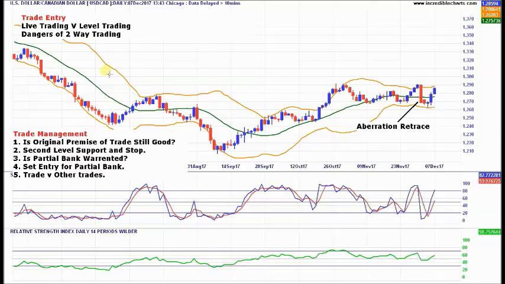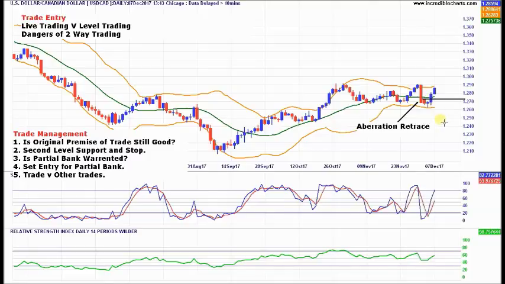Now, in terms of trade management, let's look at point number 1. Is the original premise of the trade still good? Well, let's look at what we did. We came in through that level, 127.30, and we moved up. So the original premise is still good. Price action is supporting us.